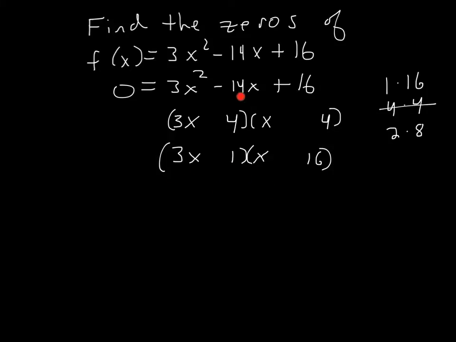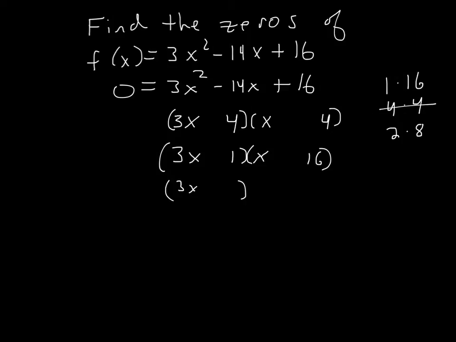Don't forget, we're trying to get 14 in the middle here. Well, we know that's 16. We have that. We know this is 3x squared. We have that. But we have to get this 14 in the middle. Well, 48, 3 times 16 is 48, and a 1 are never going to combine to be 14. So that's not it.